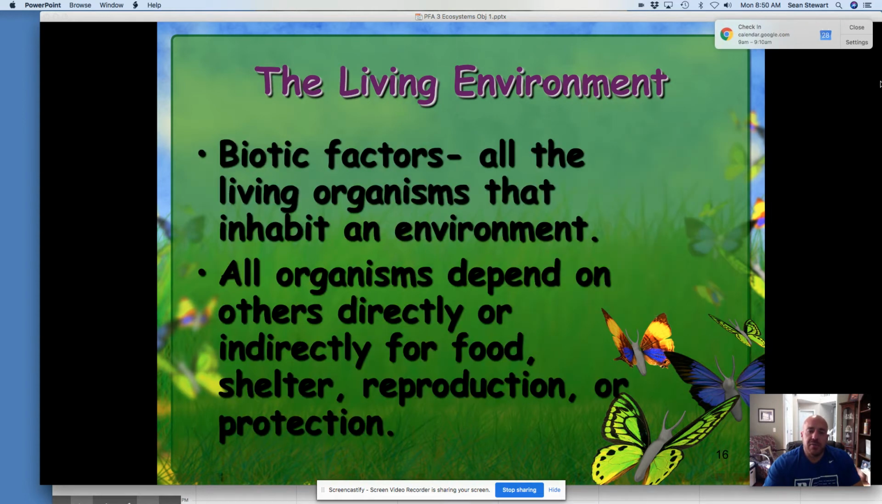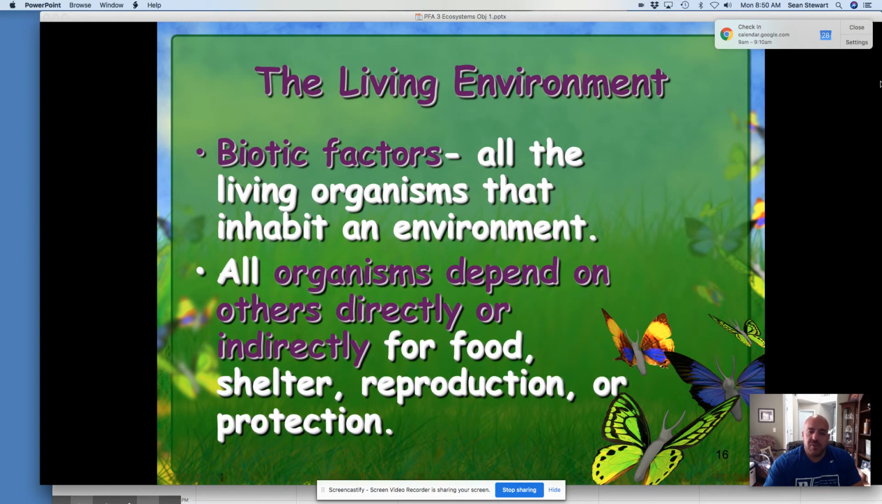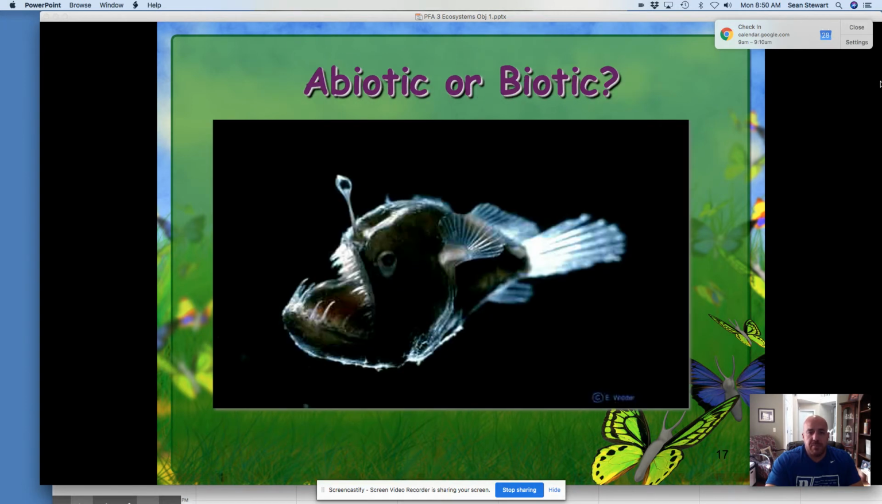Well, if abiotic factors are the non-living things in an environment, biotic factors are all the living things in an environment. So anything alive in an environment is considered biotic. And all organisms depend on each other directly or indirectly for food, shelter, reproduction, protection, things like that. Remember, abiotic means not living, bio, living, so biotic means living.